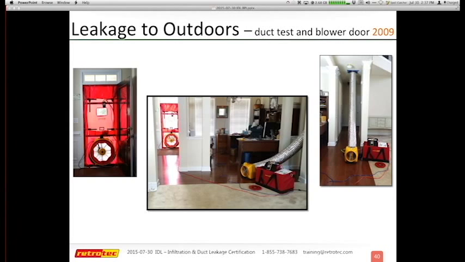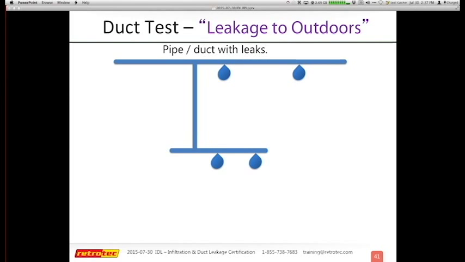Most people don't do this test unless you're doing more third party, or for some reason you're looking for another way to pass the IECC test because the duct leakage is failing and you want to see if what's on the outside of the envelope is enough to pass down to the 8% level. So to do a leakage outside test, you're going to have a blower door and a duct tester operating at the same time. Right. So I try to come up with an illustration that might explain leakage to outdoors.